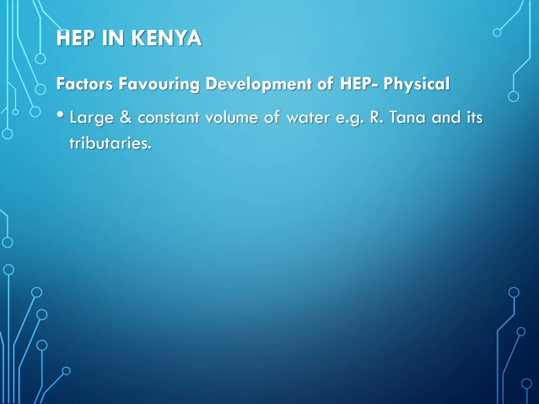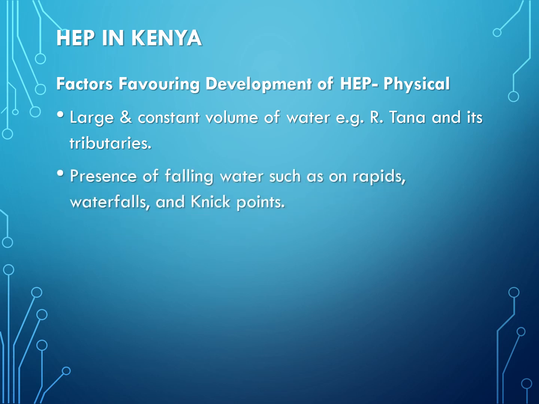One is a large and constant volume of water. Mainly, we have many rivers in this country. The River Tana, which we will look at in our case of the Seven Forks dams, is a permanent river with a lot of water throughout, and therefore it has provided the amount of water that is required to produce hydroelectric power without much fluctuation. The presence of waterfalls and rapids along that river at knick points also favors that.